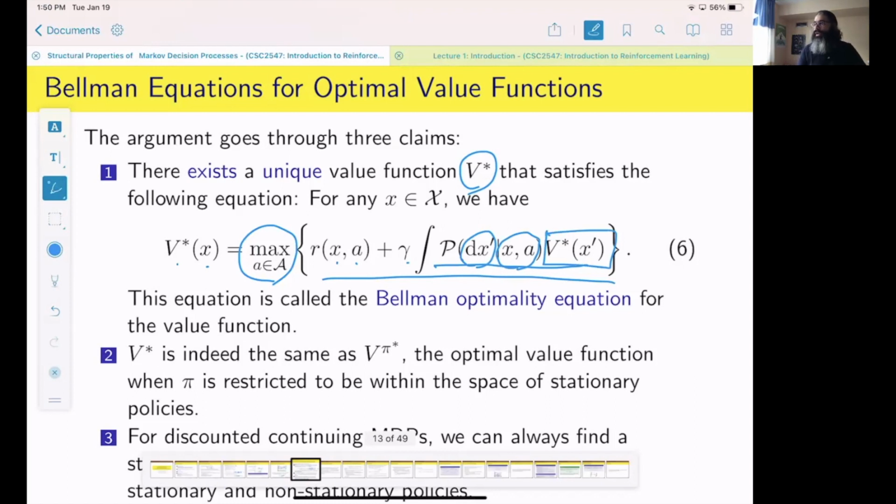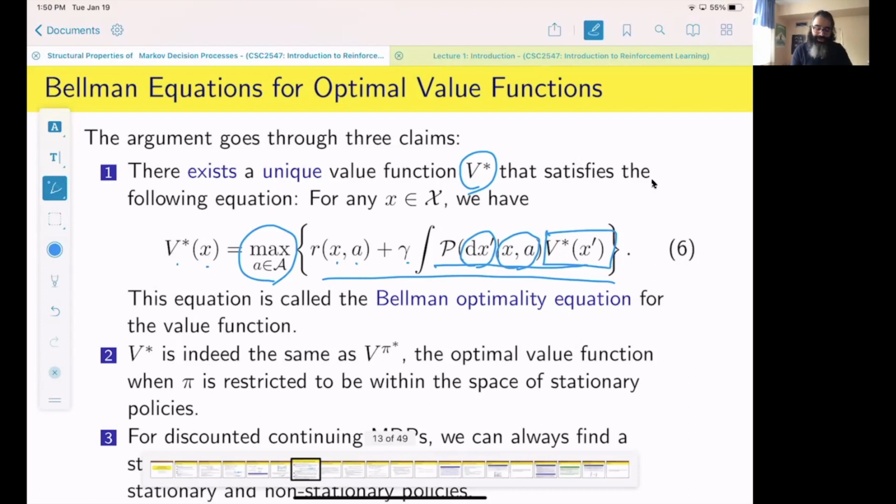So this is the Bellman equation, or this is called the Bellman Optimality equation. And this is basically saying that this function, V star, has this recursive property. But what is that V star? Is this the optimal value function or not? So the argument is like this.